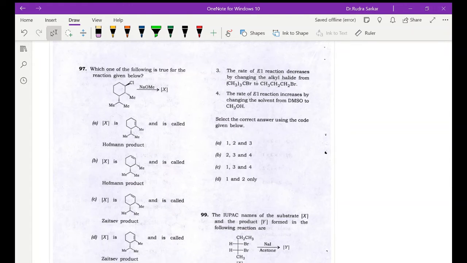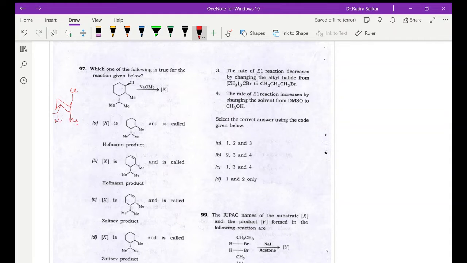Which of the following is true for the reaction given? So out here we have to draw the chair conformation, like that we draw. Suppose this is the Cl, the Me obviously is like this, and the isopropyl group also is like that in the equatorial bond, and over here the Me is in the axial bond.